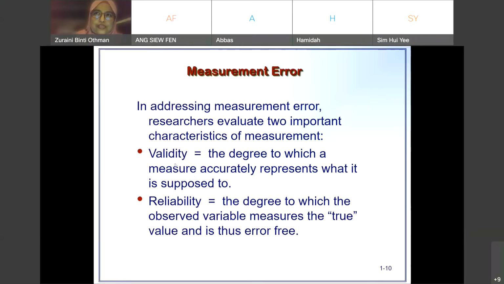Sometimes we hear other people claim that a study is not valid. Why do they come to that conclusion? So validity is the degree to which a measure accurately represents what it is supposed to, and reliability is the degree to which the observed variable measures the true value and is thus error free.